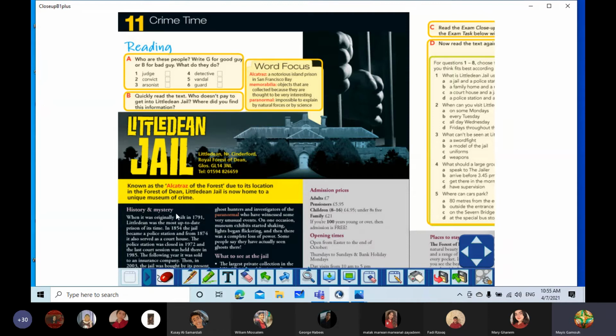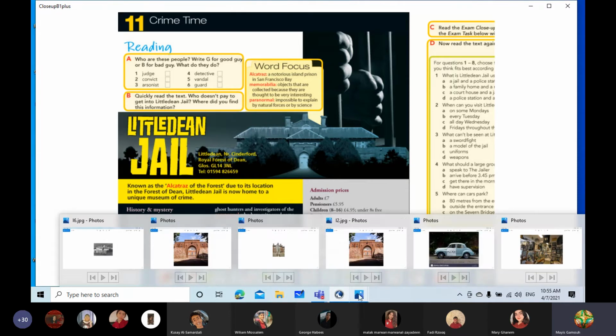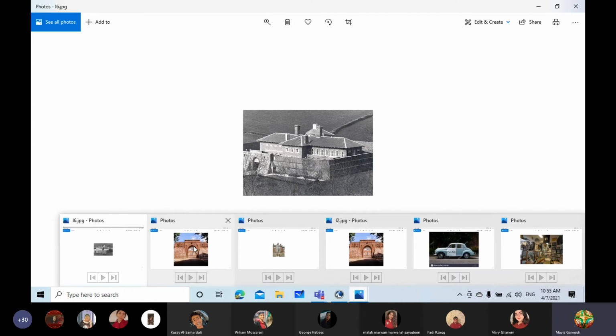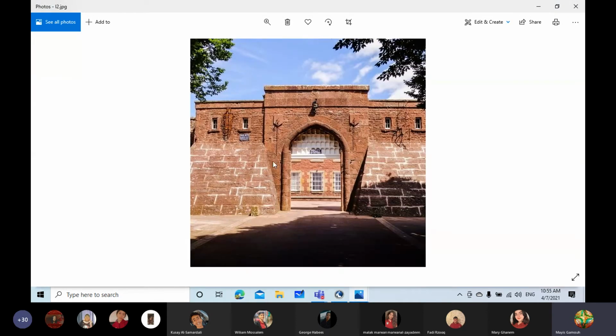All right, before proceeding with our reading, let me show you a couple of pictures regarding this jail, regarding this location, regarding this place. This is the picture of it as a whole. See how huge it is. See how massive it is. Let's have another picture in here. This is the entrance, the gate, the main gate of that Little Dean jail.